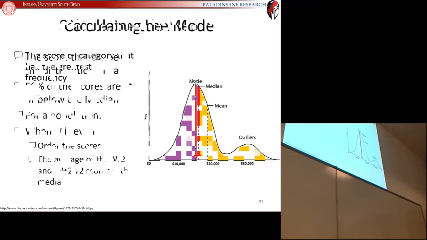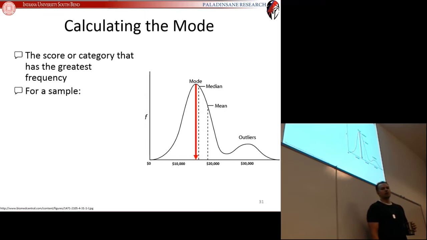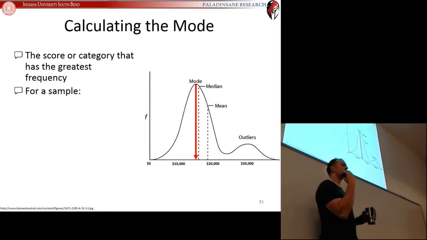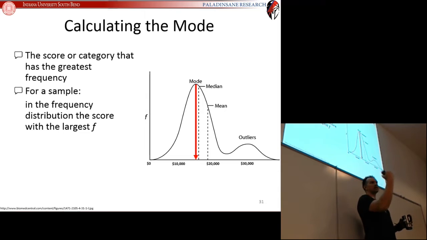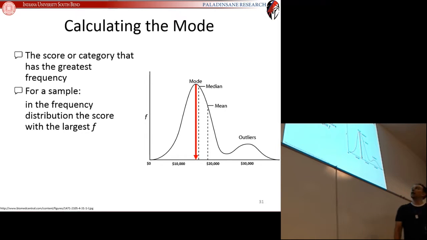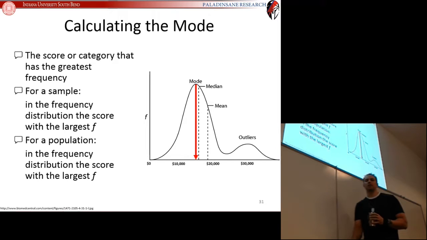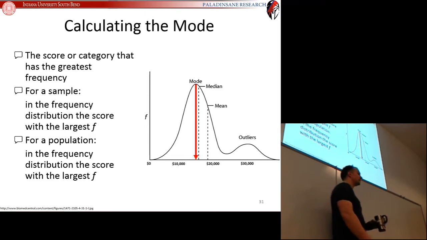All right, and then finally, calculating the mode. So the mode is just the category or score that has the greatest frequency, the most popular, most highly occurring score. So for a sample, if you have a frequency distribution, you just find the score with the largest frequency. If you're in a table, you just scan that frequency column and find the highest frequency, and whatever score is associated with that, that's your mode. If you're in a distribution, you just find the peak of your distribution, and that is your mode right there. That's the same thing for a sample as well as a population.